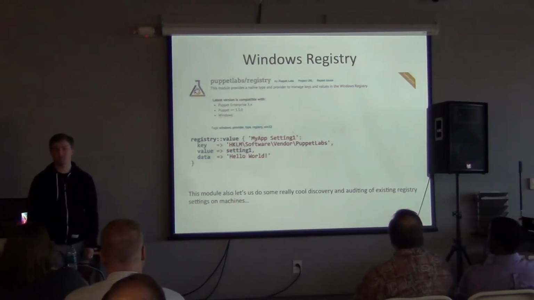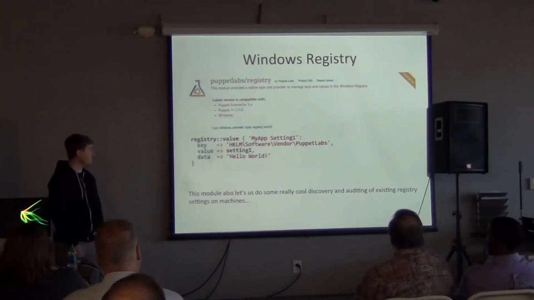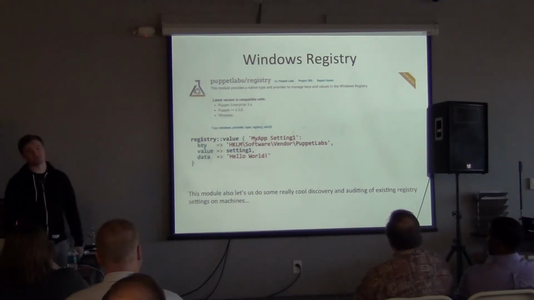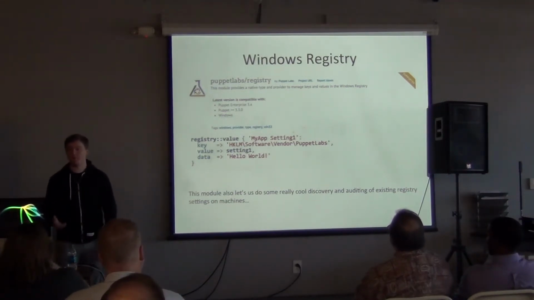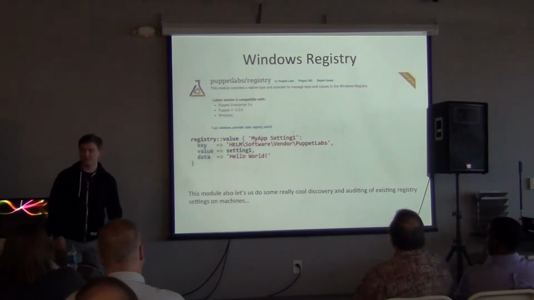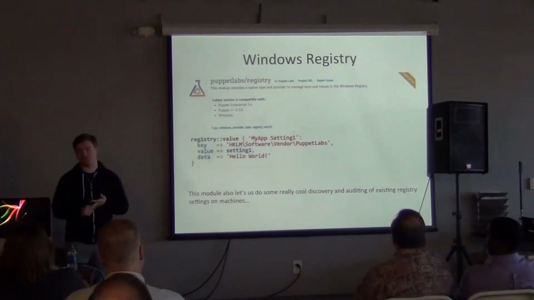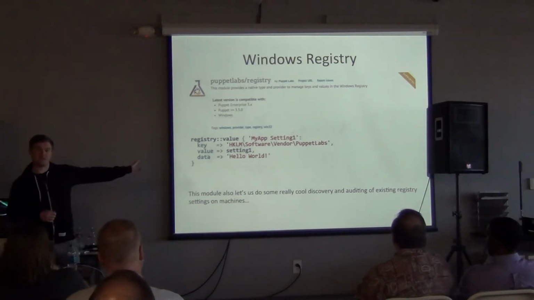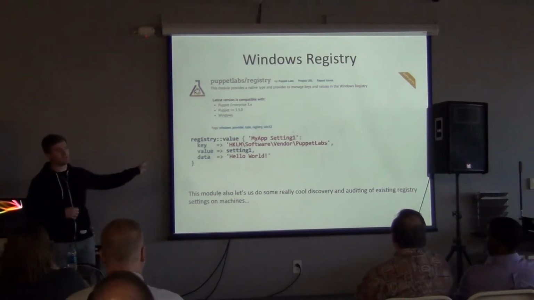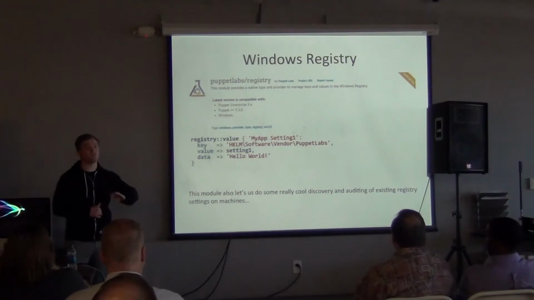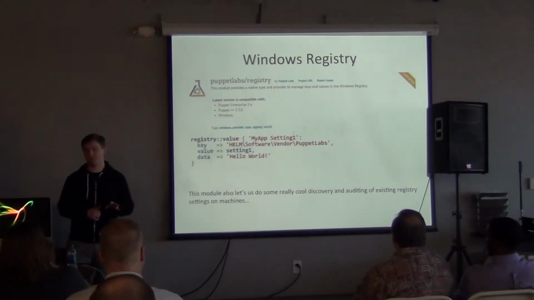So let's look at a couple of the modules in particular that really help you start getting started with managing a lot of your Windows infrastructure using Puppet. So the first one is the Windows Registry module. So this is actually a Puppet Enterprise supported module. This lets us create, delete, modify, pretty much do whatever we need to registry keys.